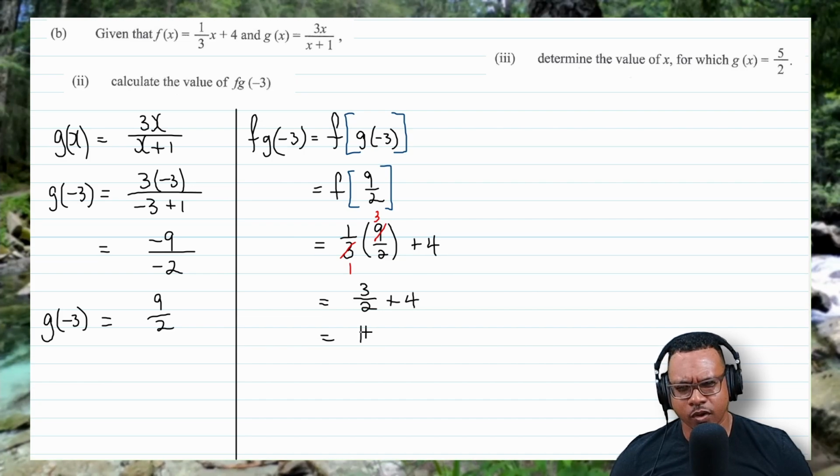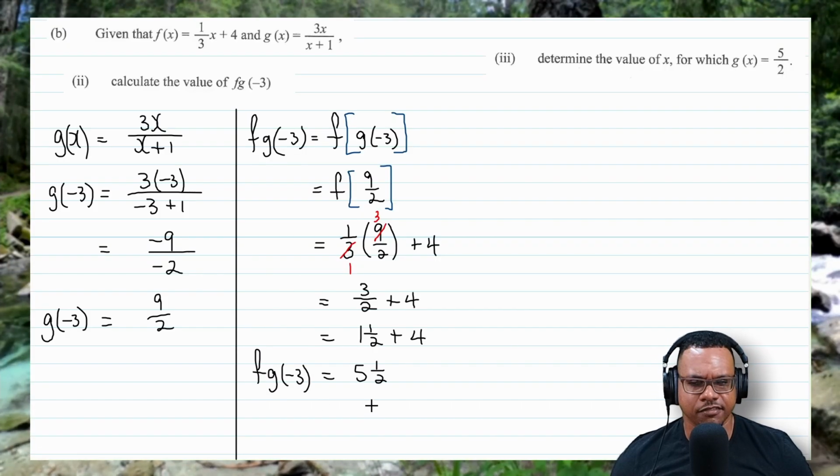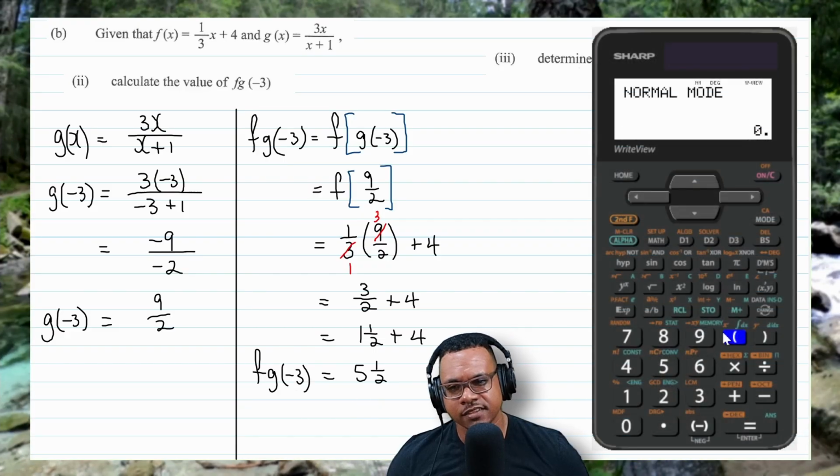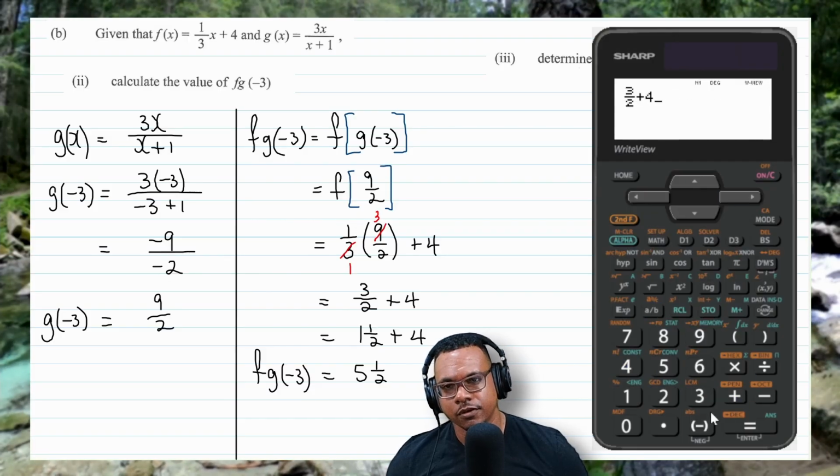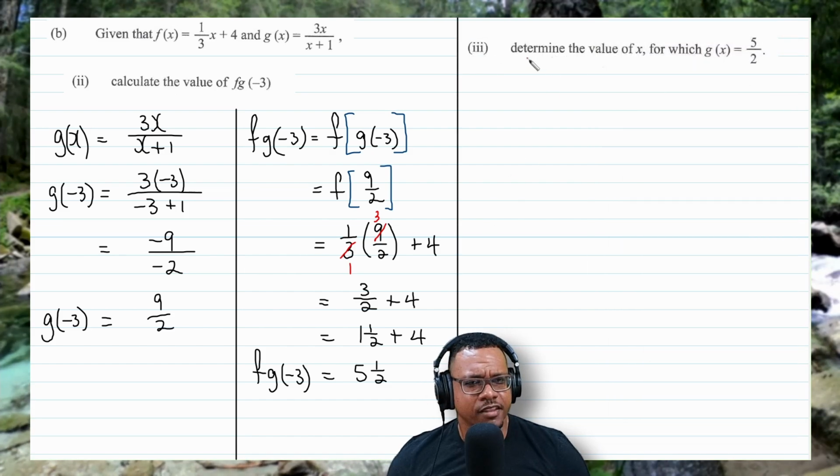Now 3 over 2 is 1.5, so that's 1.5 plus 4. So that'll just be 1 plus 4 is 5, so that'll be 5.5. So the answer will be 5.5. So f of g of -3 is equal to 5.5. Now if you wanted to do that on the calculator, as the 3 over 2 plus 4, you could use the fraction button and say 3 over 2 like this, and then add the 4, and you can see you get 5.5.